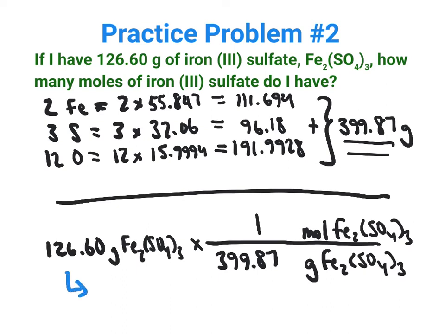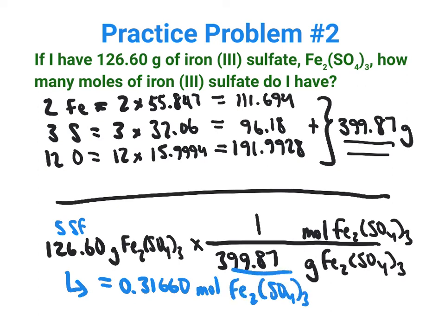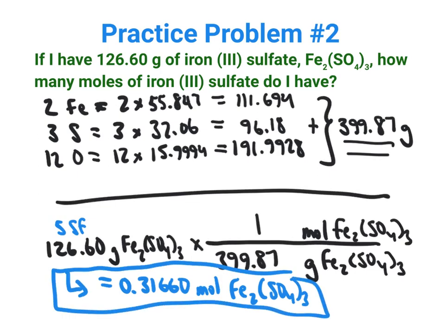When I solve it, and I'm going to put the answer down below right here, I get 126.60 divided by 399.87. This is going to go to 5 sig fig because there's 5 sig fig right here. My answer is equal to 0.31660 moles of Fe2(SO4)3. And that is how you do it.